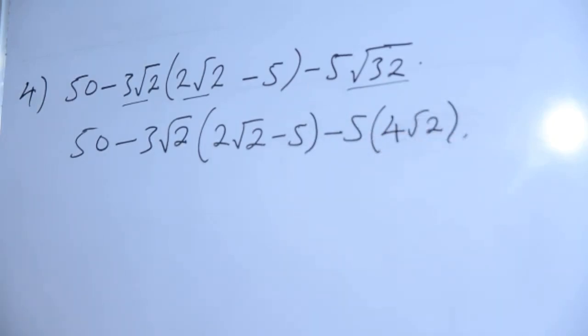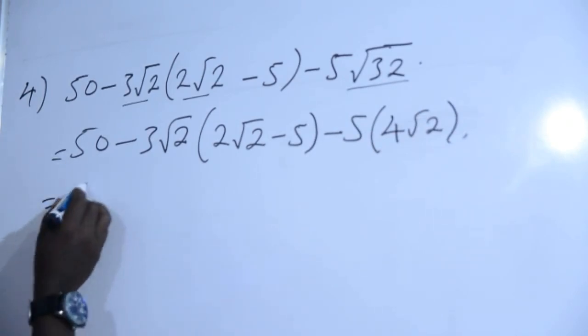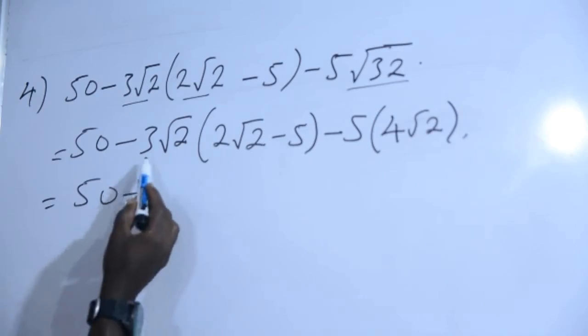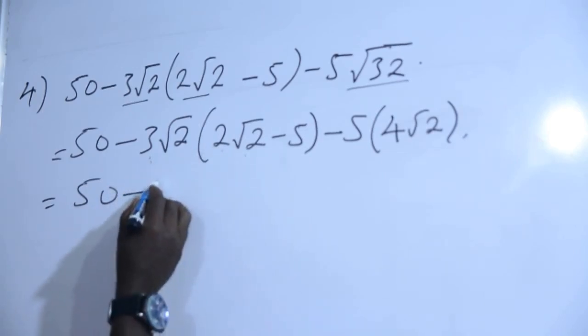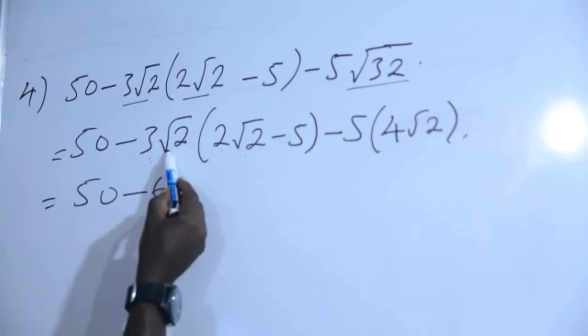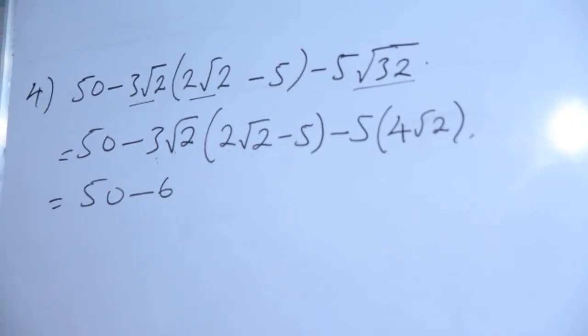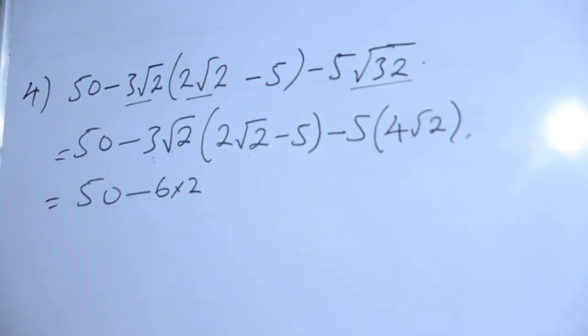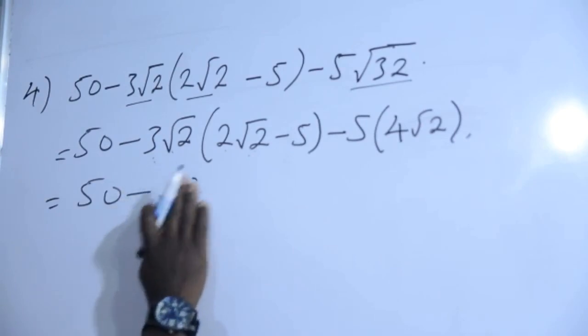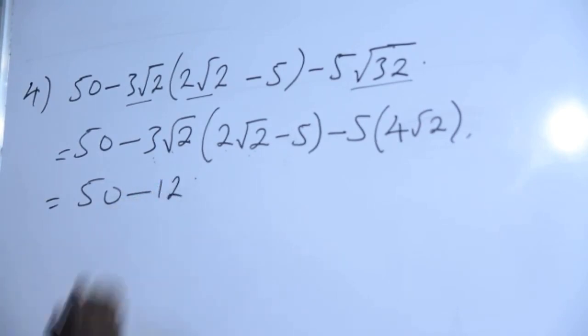Alright? So we now expand any bracket we have here, and of course we have 50 here. Minus 3 root 2 times 2 root 2. Minus 3 times 2 will give us 6. Then root 2 times root 2 is root 4, and root 4 is 2. So we're going to have 6 times 2 here, which is 12. So we will just write our 12 directly.